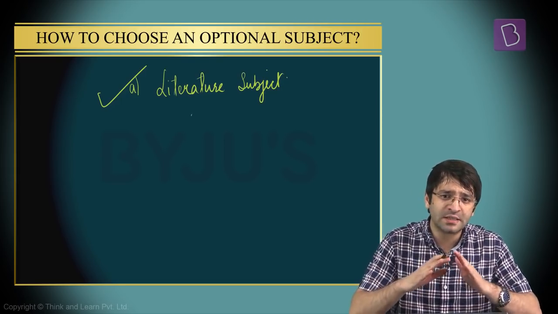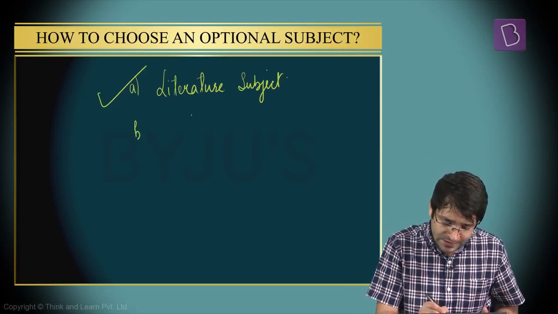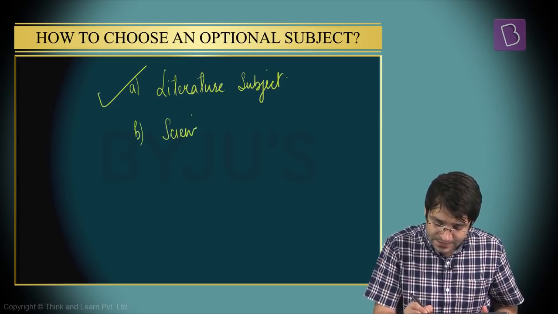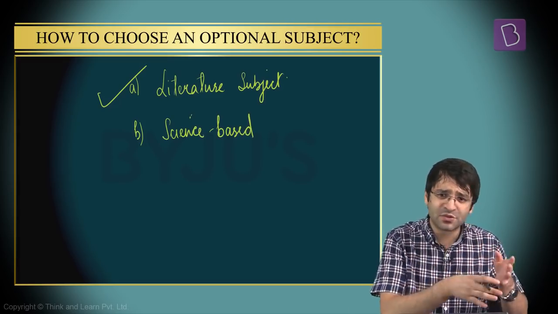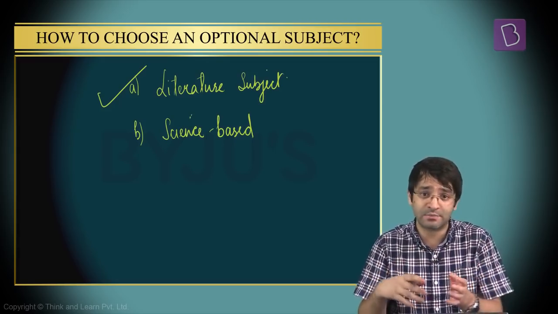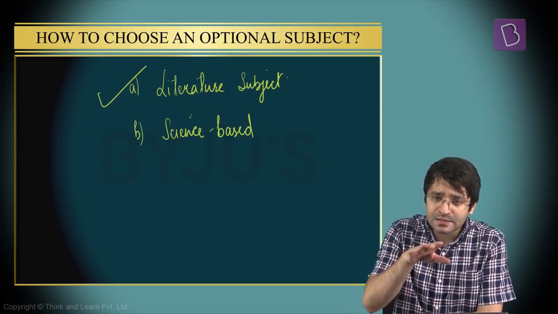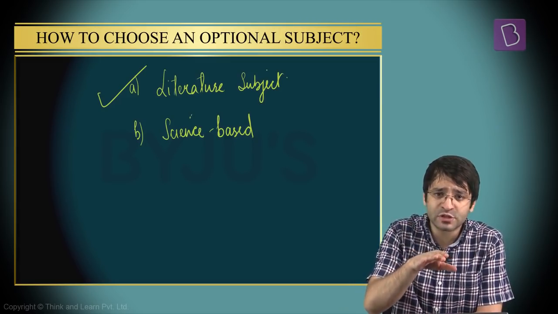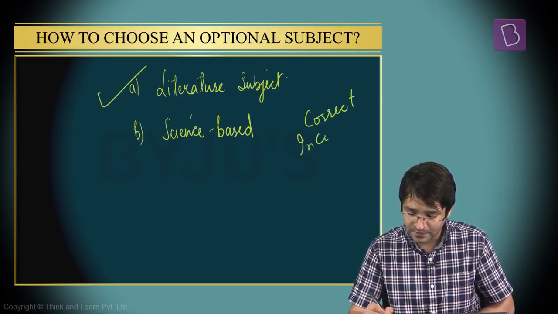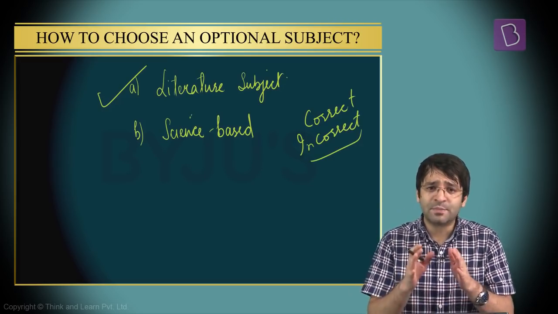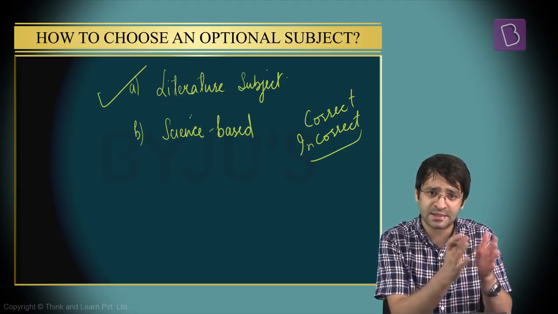But if you're not good in a literature subject, then which is the best optional available for you? I would suggest take any science-based subject. Physics, chemistry, botany, civil engineering, mechanical engineering, mathematics. But why? What is the reason? The answers to these questions, the solutions to these questions are either correct or incorrect. That means there is a possibility that you can score good marks in these subjects provided your answer is correct.